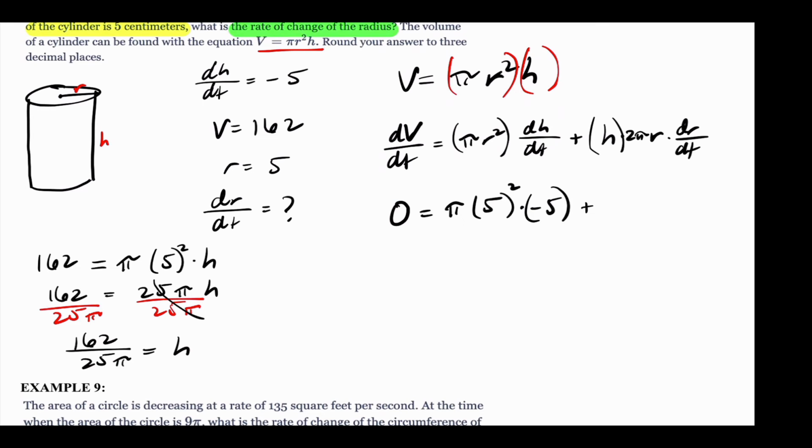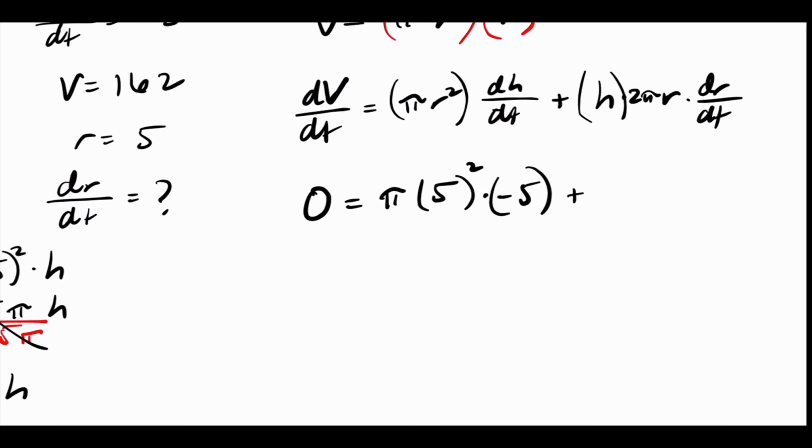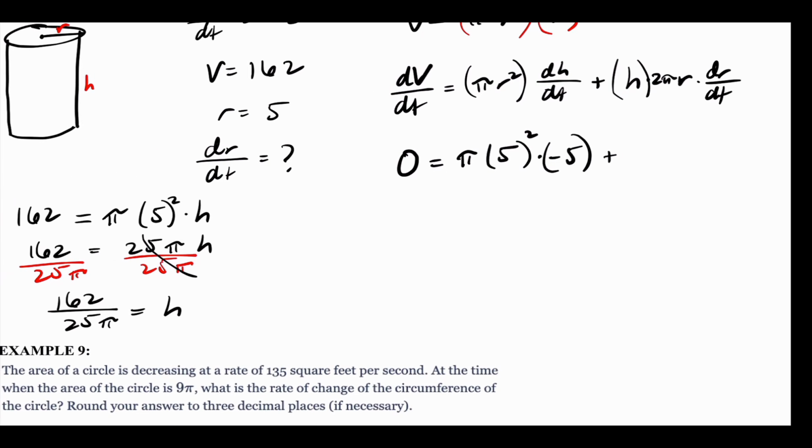Yeah, because that's not my final answer, right? When they say round, they only said round your answer. They didn't say round anything else. So I'm just going to go plug that in over here. So h is 162 over 25 pi times 2 pi times r, which is 5, times dr dt.